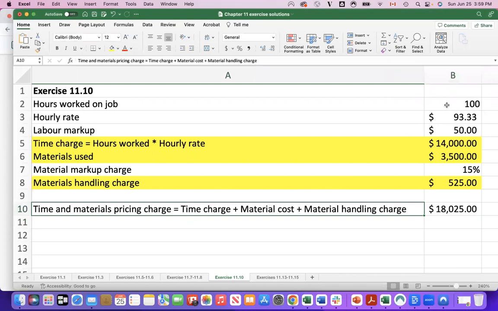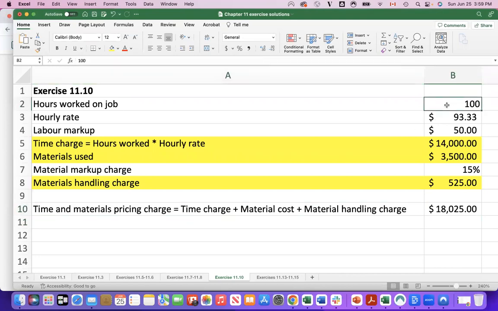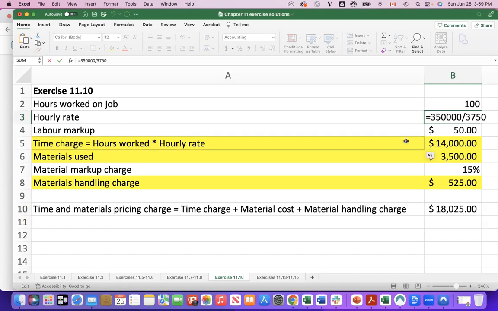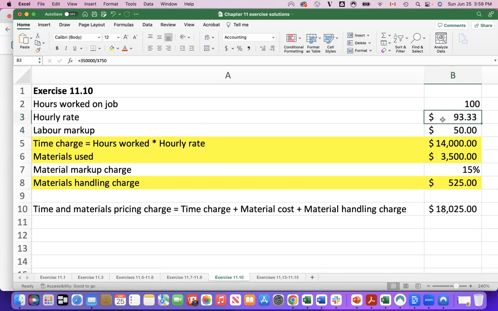So the time charge for this job, it has 100 hours, or it's going to utilize 100 hours. We have to apply to it the hourly rate that we're charging plus that labor markup. So how do we calculate the hourly rate? The hourly rate that we are charging this year is the total labor charge divided by the total hours we expect to work this year. So if total labor for the year was $350,000 and that was spent on 3,750 hours, then our hourly rate that we are paying our employees essentially is $93.33.